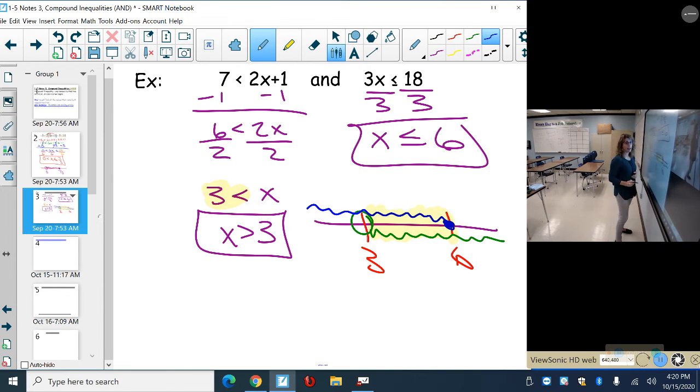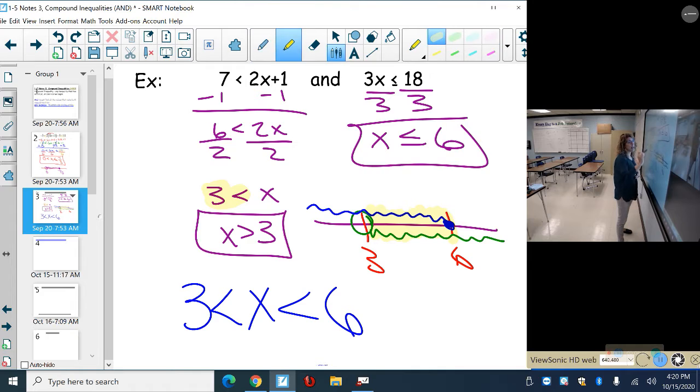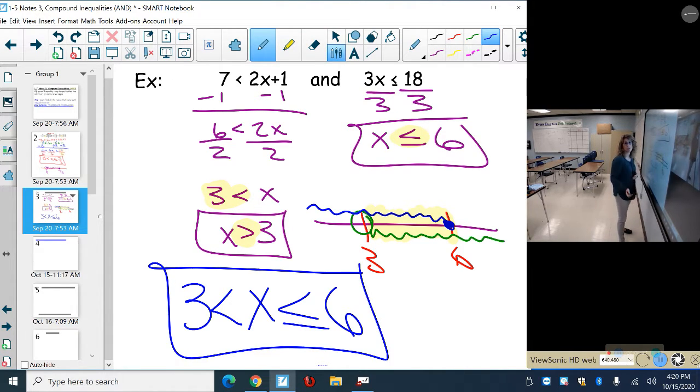So how do I write that? I have 3 and I have 6 and I put x in the middle. You are always and forever going to use the less than symbols when it's x's in the middle. But you have to pay attention to if it was a closed dot or an open dot. So at 3 it was open, so you leave it alone. But at 6 it was a closed dot, so you have to put the less than or equal to symbol there.